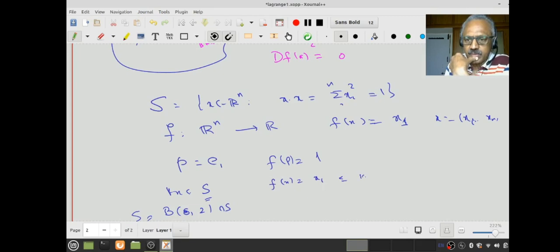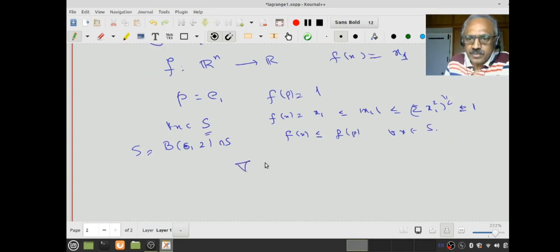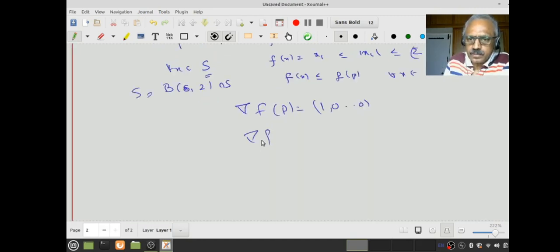But that x1 is less than or equal to mod x1, but mod x1 is less than or equal to the sum of xi squared to the power half, right? That's less than or equal to 1, that's equal to 1. You understand? Therefore, what I have is f(x) is less than or equal to f(p) for every x in S, right? Now what is the gradient of f? At any point, the gradient of f is (1, 0, 0). In particular, for any x, delta f at x is actually (1, 0, 0). So in particular, it's not 0. You follow that?